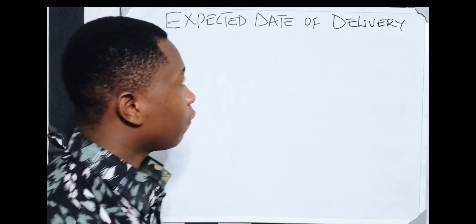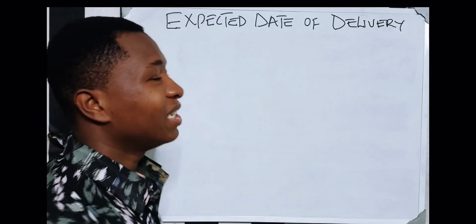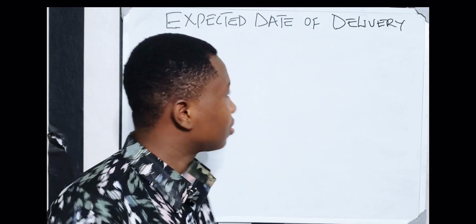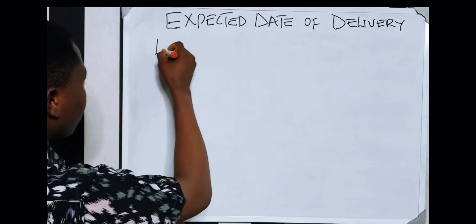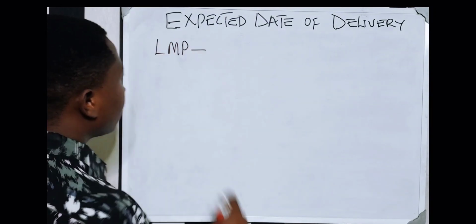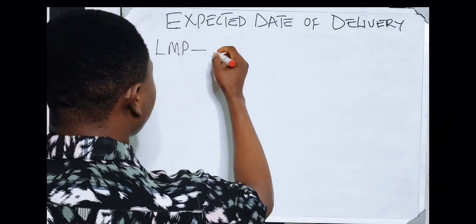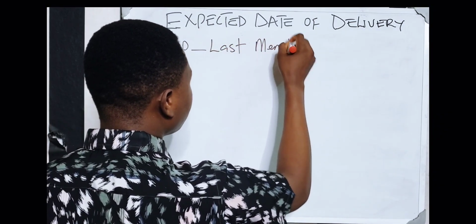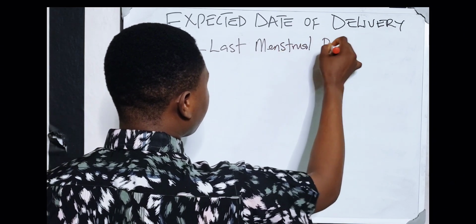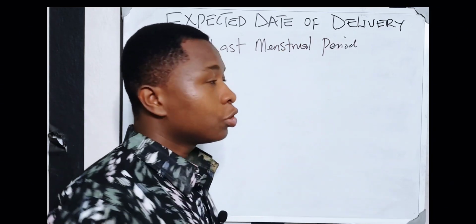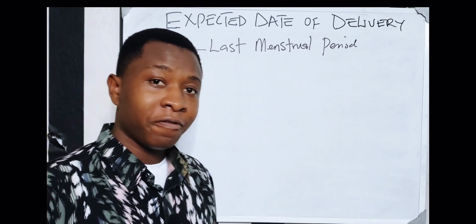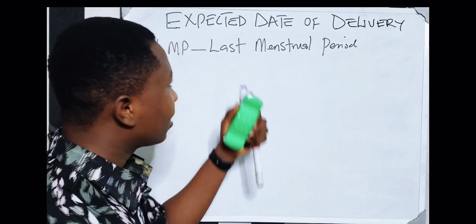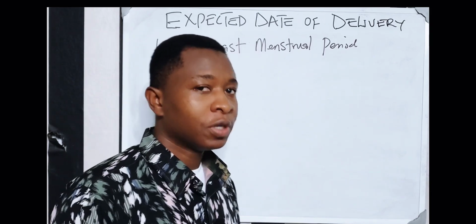Okay? Now, for you to know the expected date of delivery, you need to have an important piece of information, and that is your LMP. Now, what is LMP? LMP stands for last menstrual period. Okay, so you need to know the first day of your last menstrual period. With that information, you can track your expected date of delivery.